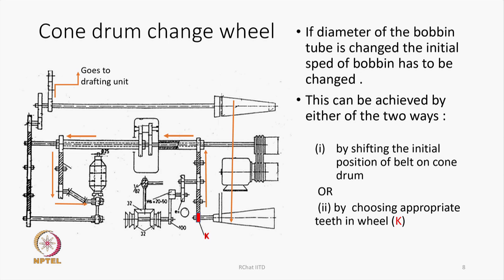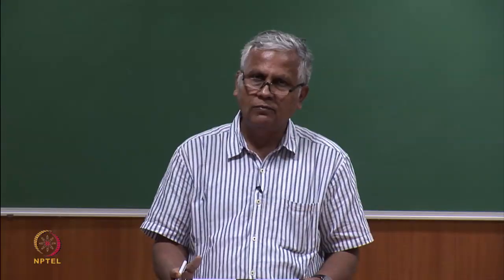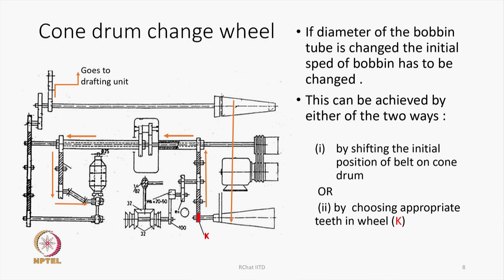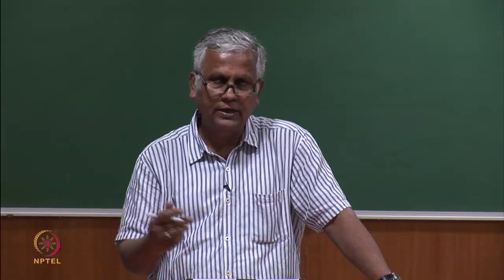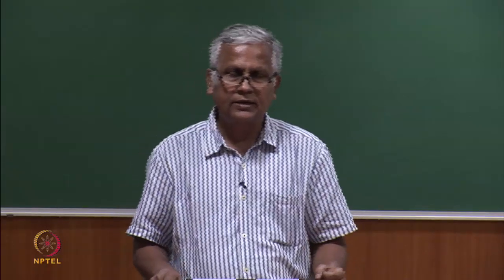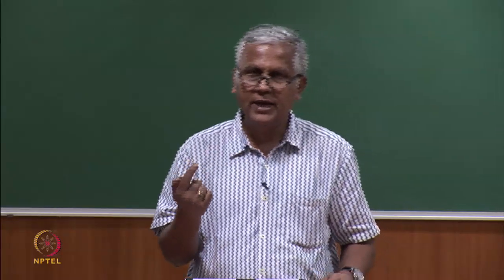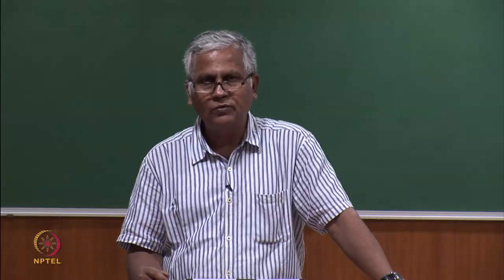So, sometimes we need to do it, especially when we are switching from one particular diameter of bare bobbin to another. Sometimes we may increase the diameter due to some reason, sometimes we may decrease it. If the diameter is decreased, then we have to go for a little higher speed of the bobbin, because the delivery is supposed to remain the same. The diameter has decreased, so I have to go for a higher winding speed to wind the same delivery. And how do I increase the winding speed?